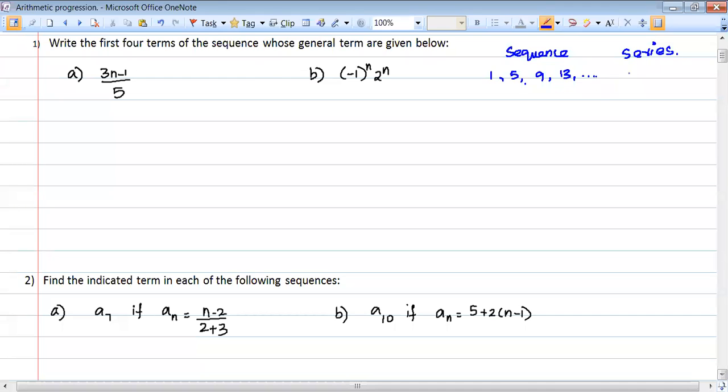What is the meaning of series? Sequence with the addition form. The summation of the sequence is called series. So try to understand, sequence means without plus, series means with plus. This is the major difference between sequence and series. Are you clear?